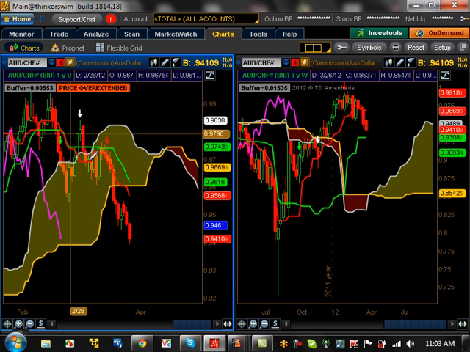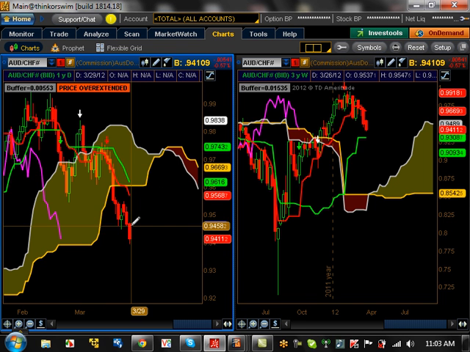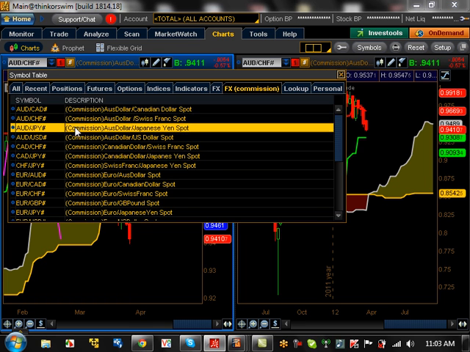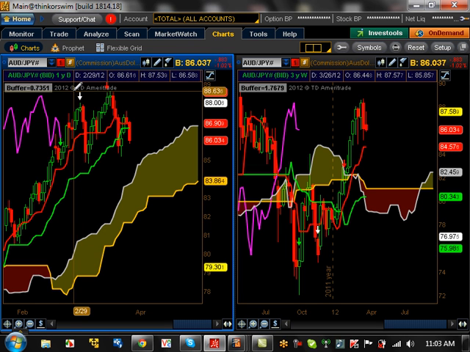Australian Swissy, you could see here it's starting to trend on the daily time frame. Support level it's trying to get to is 93.08. Resistance level is going to be roughly around 96.00, and you could see it's overextended on the daily from up here.